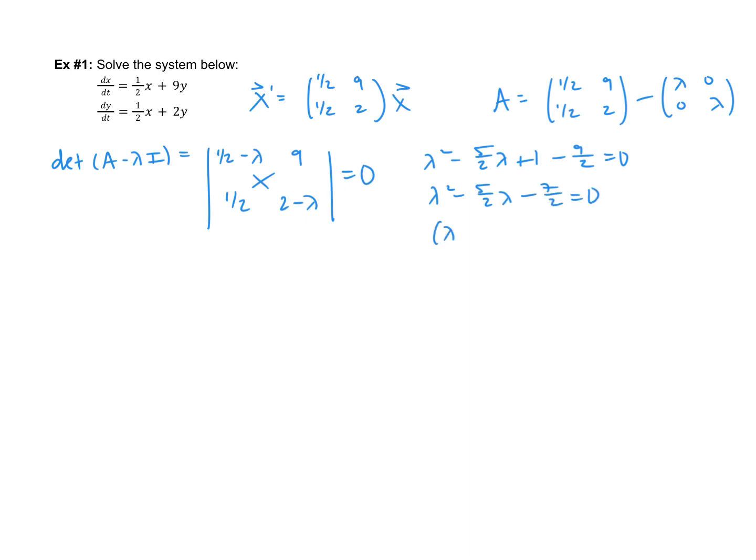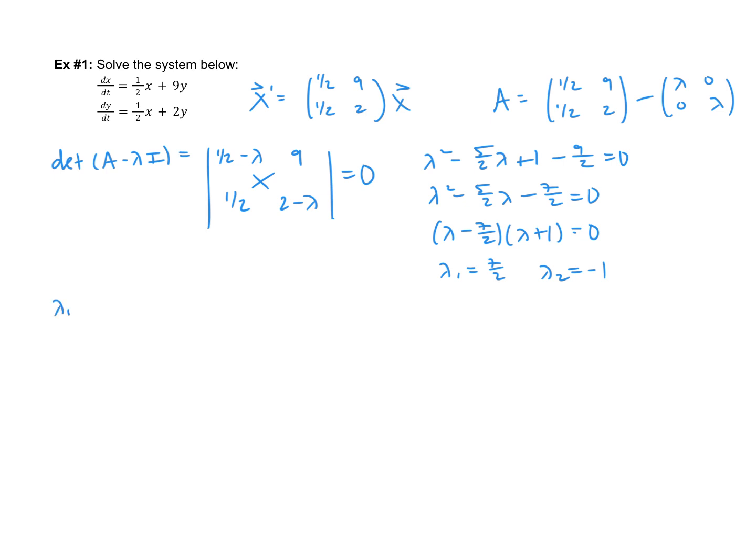If I factor that, I get lambda subtract 7 over 2, and lambda add 1 is equal to 0, which therefore tells me that my eigenvalues are 7 over 2 and -1. Okay, so going back to that theorem we wrote on the previous page, we have two eigenvalues, and they're both distinct. Well, both distinct and both real. So now we need to find the corresponding eigenvectors.